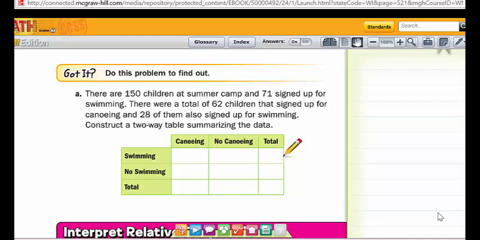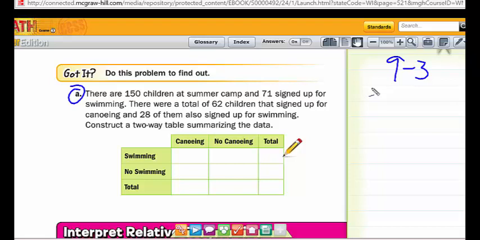Here are your solutions to 9-3. We'll start with letter A. There are 150 children at summer camp. 71 are signed up for swimming. There were a total of 62 children that signed up for canoeing, and 28 of them also signed up for swimming. Construct a two-way table summarizing the data.